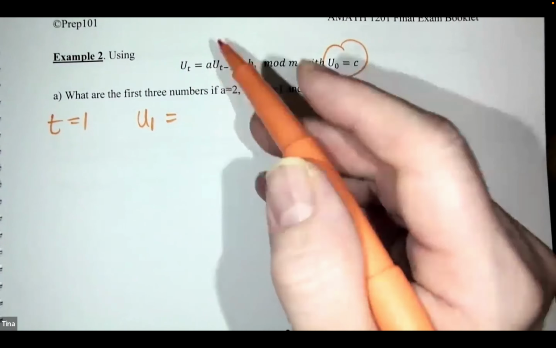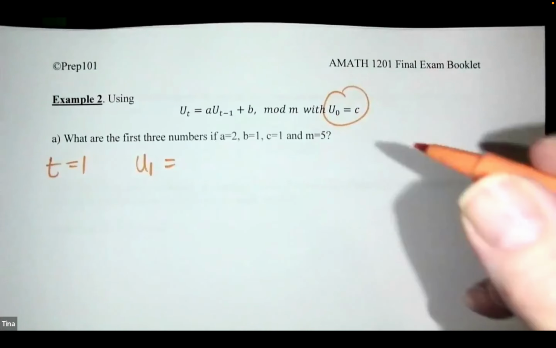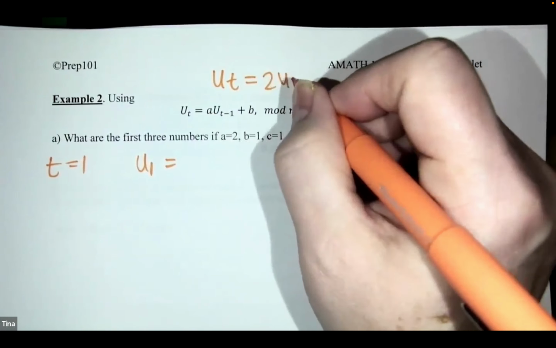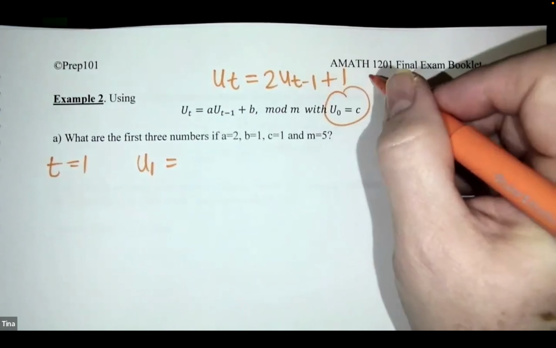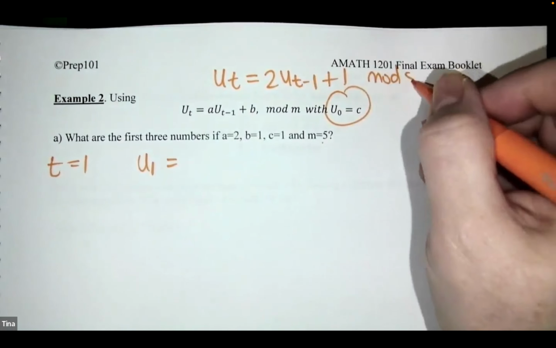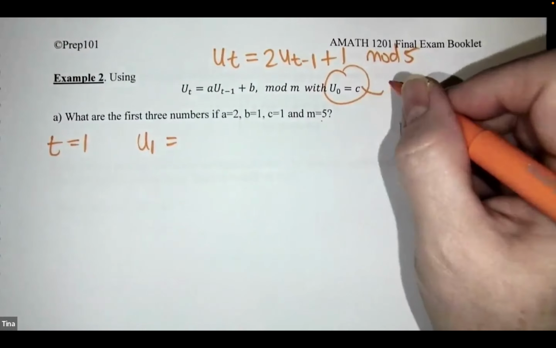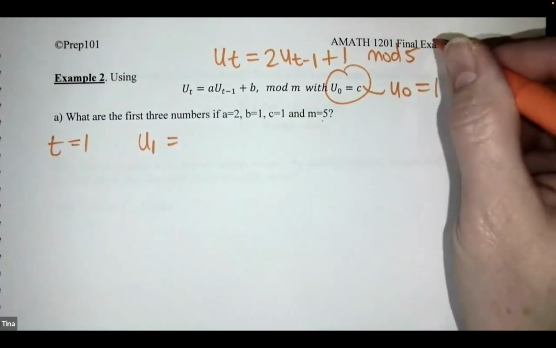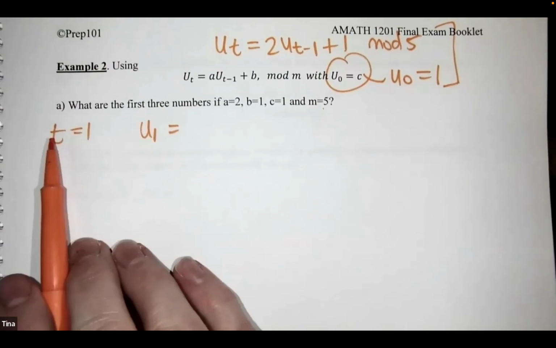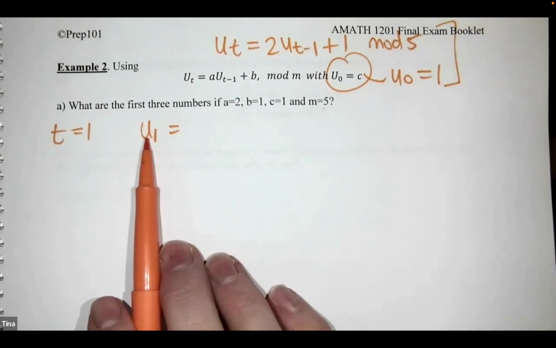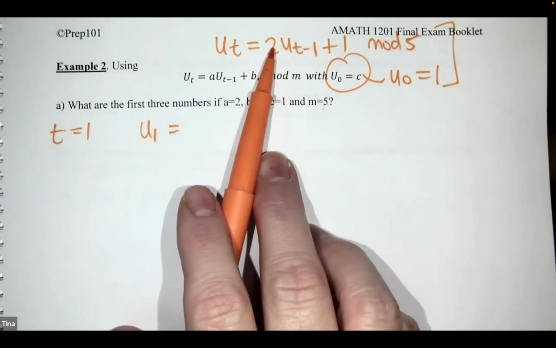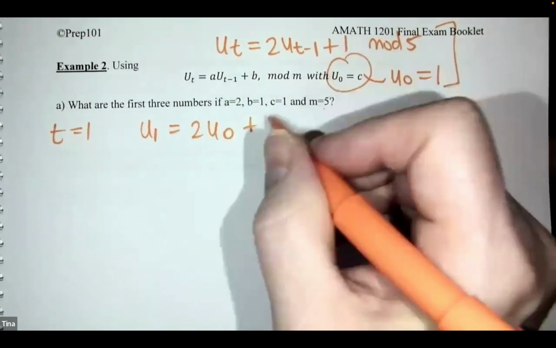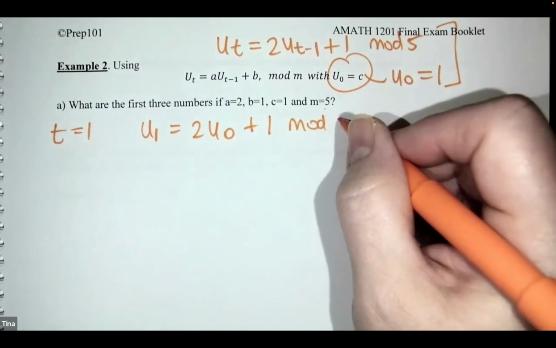If I put a 1 in here, then A is 2. Let's put the A and B up in this function first. So A is 2, and B is 1, and it's mod 5. And my initial condition, U0 is C, which is 1. Okay. So now if I do the first term here, U1 would be 2 U_(1-1), so 2 U0 plus 1, and then mod 5.